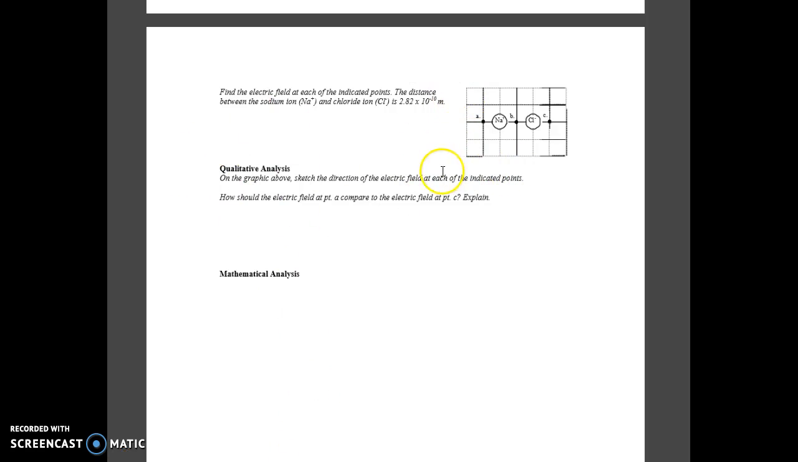So the question is asking us to find the electric field at each of the indicated points, and we're given the distance between the two atoms, and we know that Na has one less electron and chlorine has one more electron. So it would be a positive charge and then a negative charge. And it also asks us to indicate the direction at each of the points that the net charge would end up being.